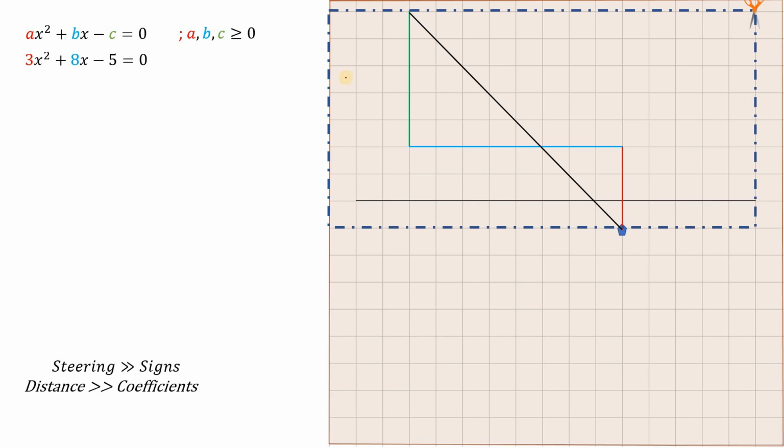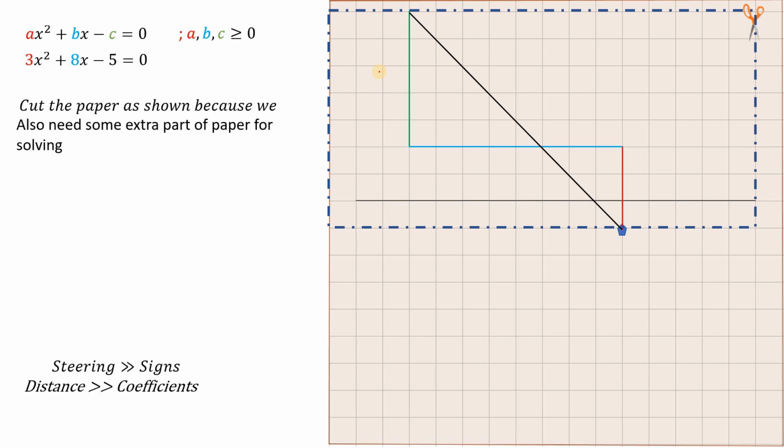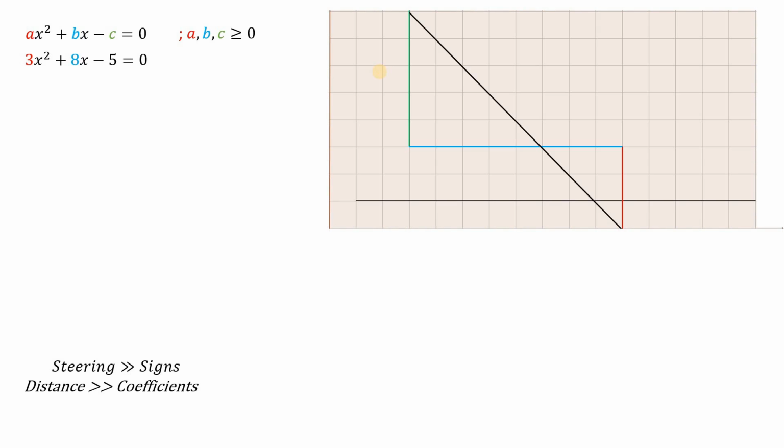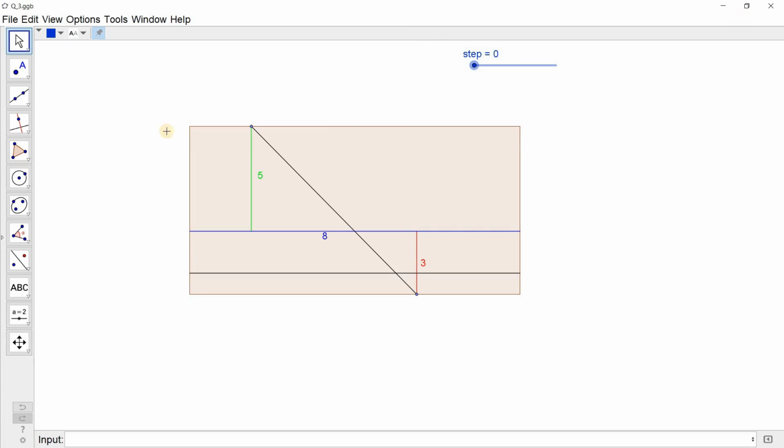In the next step we cut down the quadrilateral as shown by this dotted line. So we'll get this paper. Then what we do is we fold the paper as instructed. So I'm going to use a software called GeoGebra to fold the paper. So this is the paper that we have cut.